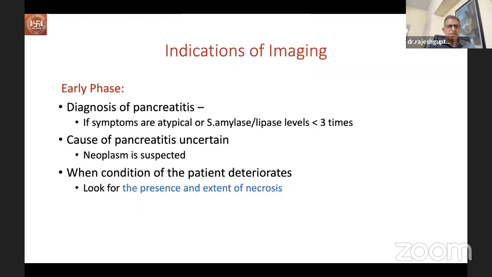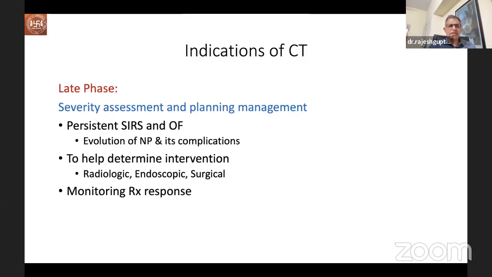However, in the early phase, if the symptoms are atypical or the enzyme levels are raised less than 3 times, then obviously there is a need for imaging to make a diagnosis of acute pancreatitis. Also, if we encounter a first attack of acute pancreatitis in a patient who is elderly, maybe beyond 65 to 70 years of age, and there is no other etiology like gallstones or alcohol intake, then neoplasm has to be suspected and CT is warranted in this early phase also. Also, if the condition of the patient deteriorates, there is an indication. The indications of CT scan in the late phase are different. CT scan helps in prognosticating the course of the illness and also in planning management.